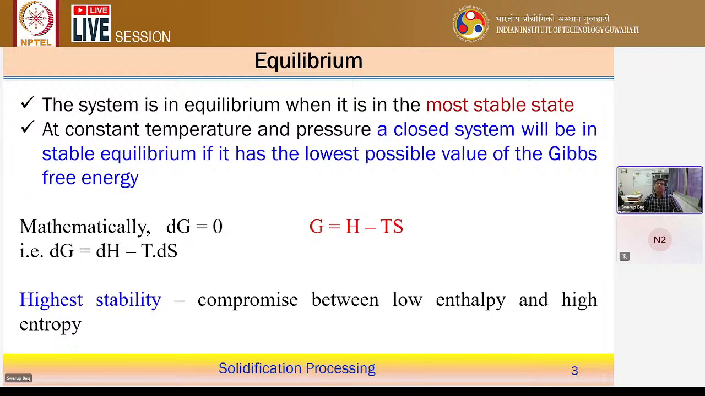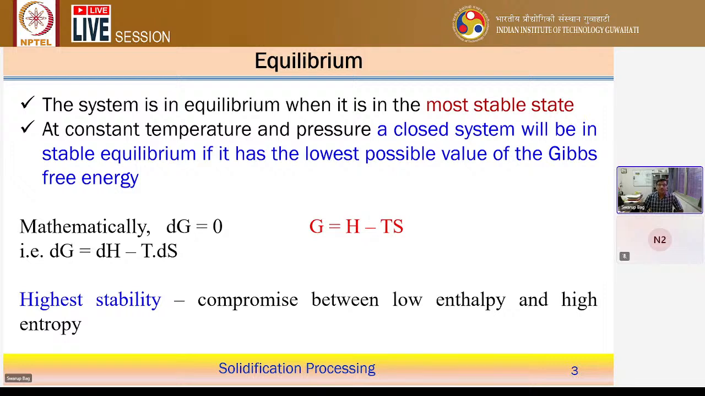Now, in what way is the thermodynamic principle helpful to understand equilibrium? To understand the equilibrium in a particular system, we understand when it has reached the most stable state, but how can you define the different stable states, and which parameter is responsible to understand mathematically that we are reaching the stable state? In general, at constant temperature and pressure, a closed system will be in stable equilibrium if it has the lowest possible value of the Gibbs free energy.